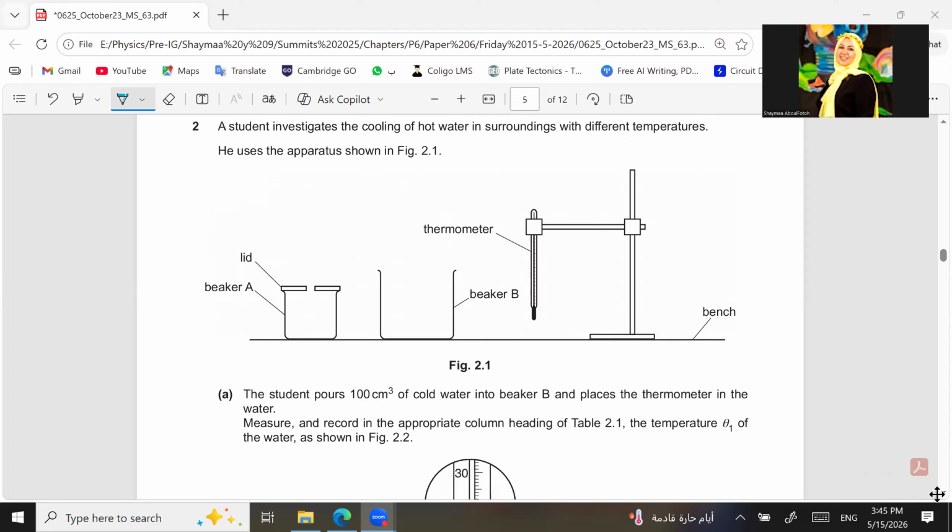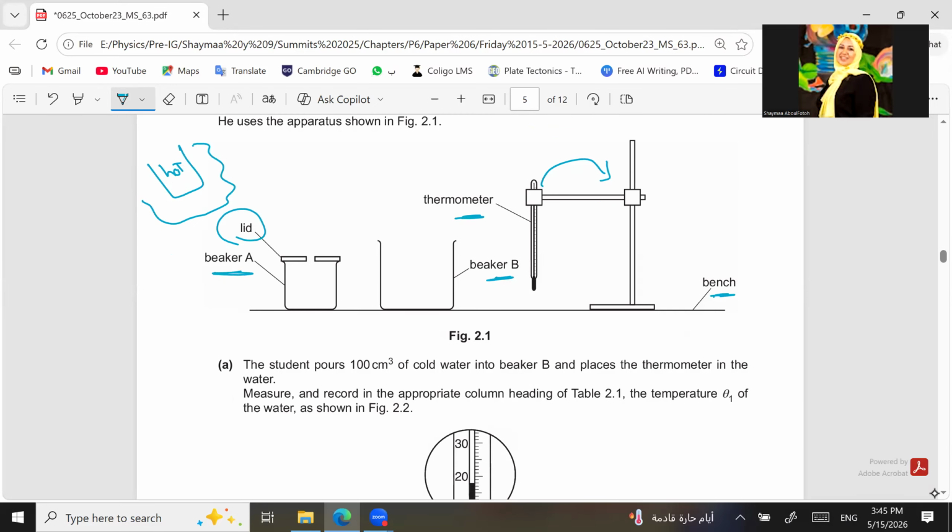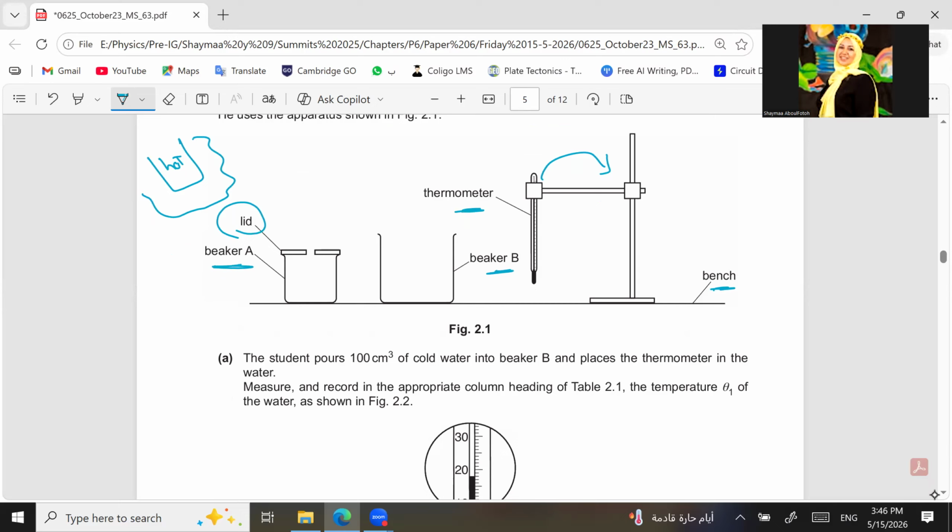Now, experiment number 2 is related to thermal physics. A student investigates the cooling of hot water in surroundings with different temperatures. I have hot water and then the surroundings will be different. He uses the apparatus shown in figure 2.1. We have beaker A and we have a lid. We have beaker B, we have a bench, we have a thermometer on a stand, which, as you see, is better and perfect to give accurate measurements for the thermometer.